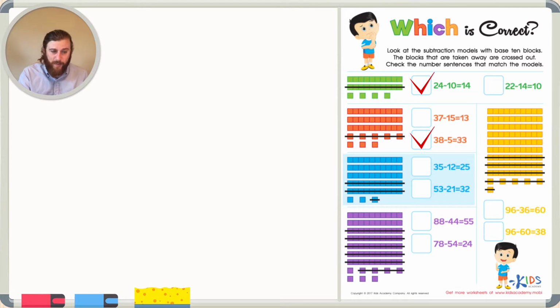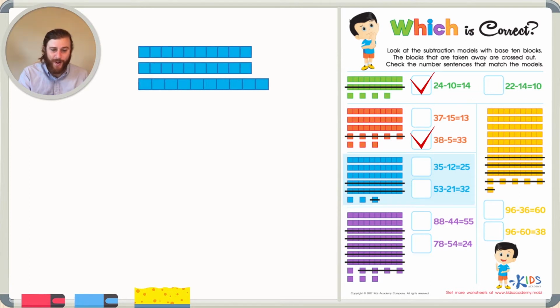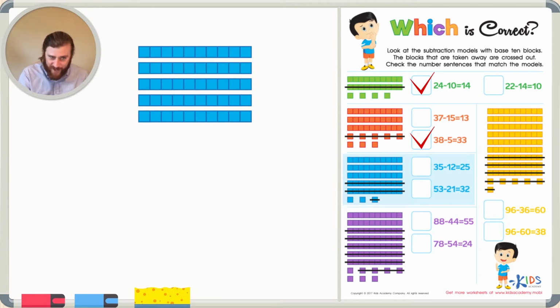In our next problem, we have 1, 2, 3, 4, 5 longs, otherwise known as 50. So we can go ahead and put a 5 in the tens place. And there are 1, 2, 3 cubes. So we can go ahead and put a 3 in the ones place. So we have a starting number of 53.